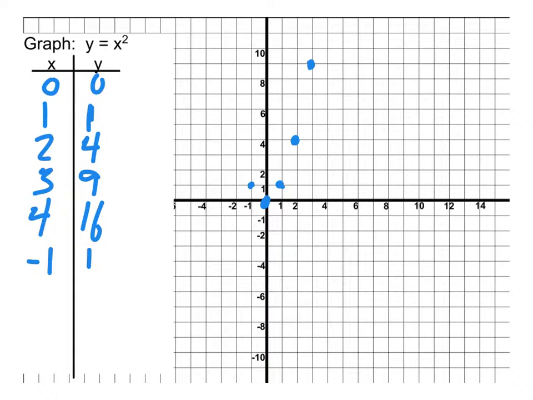From there, let's go ahead and grab the others. If x is negative 2, y is 4. Yep, because negative 2 squared is 4. If x is negative 3, y is 9. Yep, so I got negative 3, 9. And if x is negative 4, I'd get 16 as well.